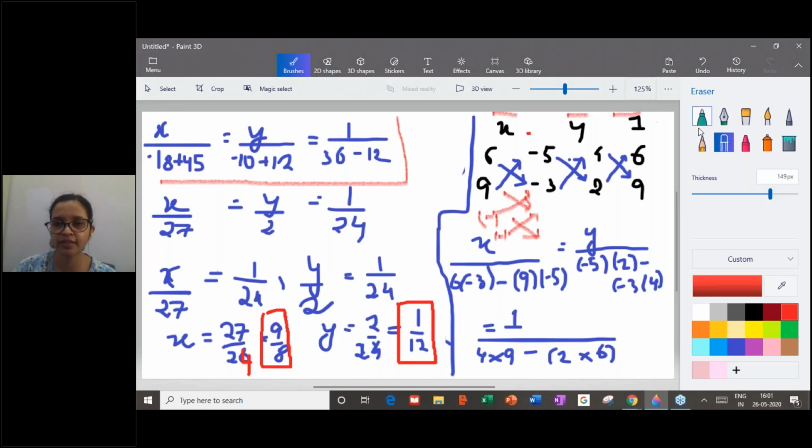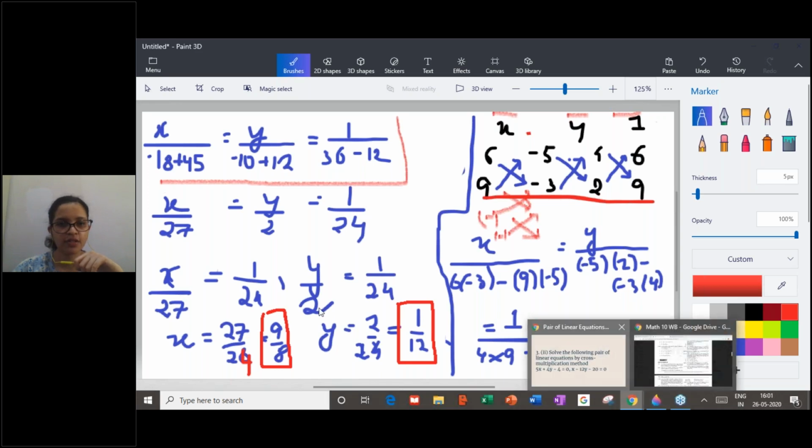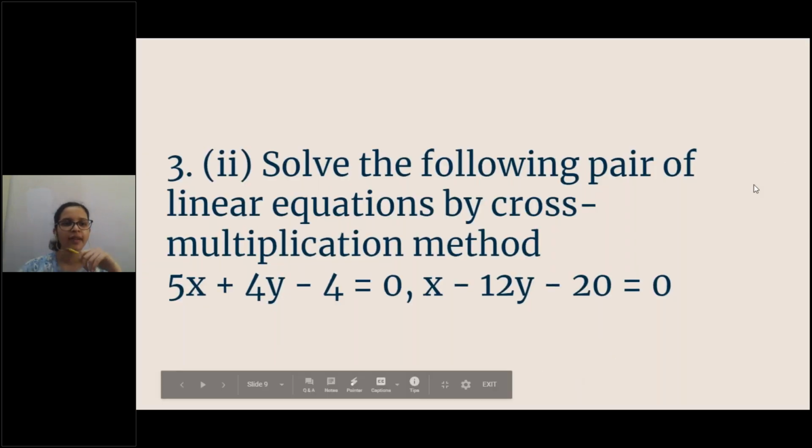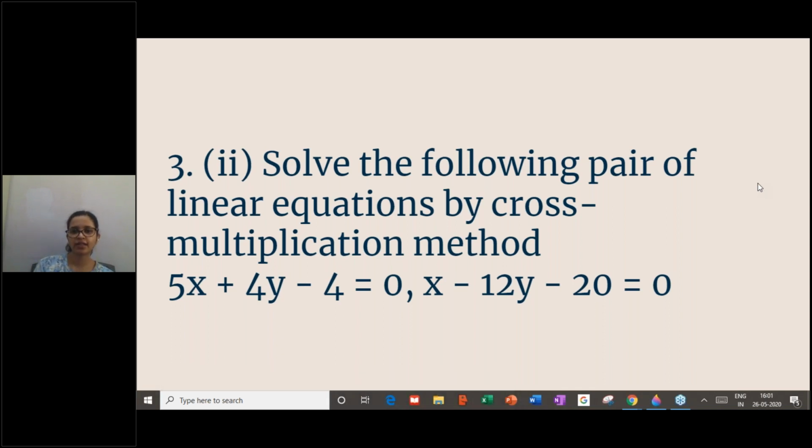You make this sort of arrangement, which I don't know if it's exactly called a table, a kind of rows and columns thing with a1, a2 values. Okay, I think yeah, it is a table. So you make this kind of a table with x, y, and 1 and write the values. Can I show the question again? Yes, sure. 5x plus 4y minus 4 is equal to 0. x minus 12y minus 20 is equal to 0.